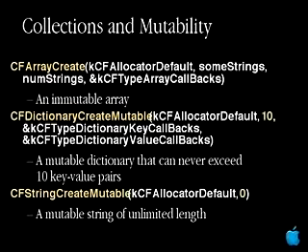So for example, CF array create is going to produce an immutable array. You just provide the objects that are going in and the number of them, and there you go. CF dictionary create mutable, passing a capacity of 10, creates a mutable dictionary that can never contain more than 10 key value pairs. CF string create mutable, passing a capacity of 0, produces a fully mutable string of unlimited length, and as strings and characters are added to this string, it will grow to accommodate them.